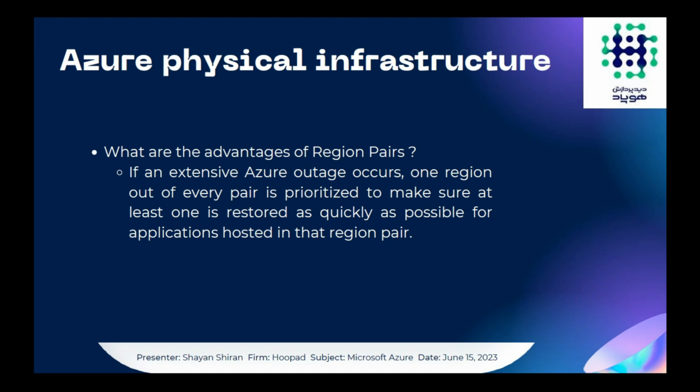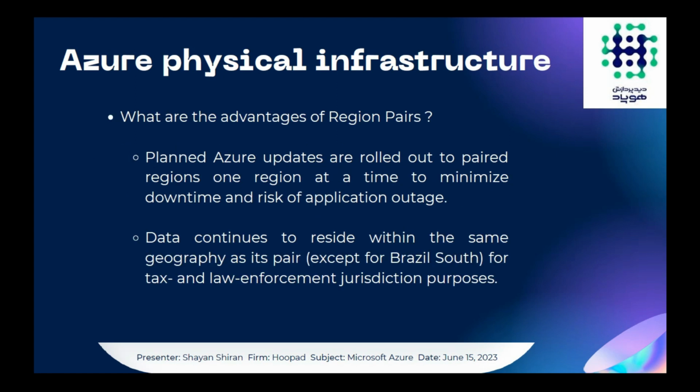There are some advantages to these region pairs. As I said, if an extensive Azure outage occurs, one region out of every pair is prioritized to make sure at least one is restored as quickly as possible for applications hosted in the other region. So you do not have to worry about downtime for your applications. There is another advantage: planned Azure updates are rolled out to paired regions one region at a time, to minimize downtime and risk of application outage.